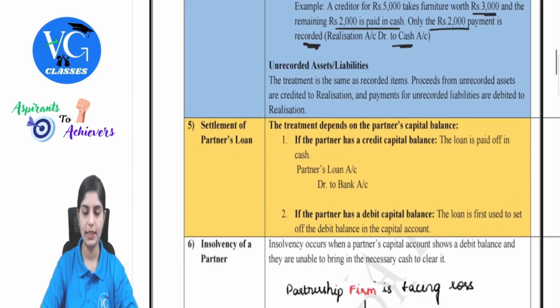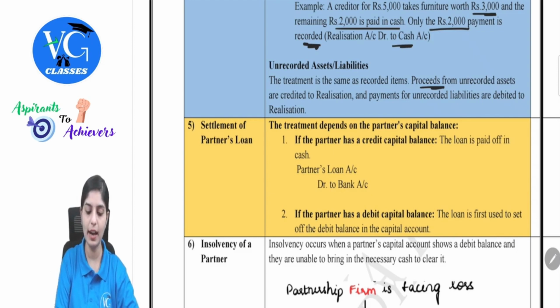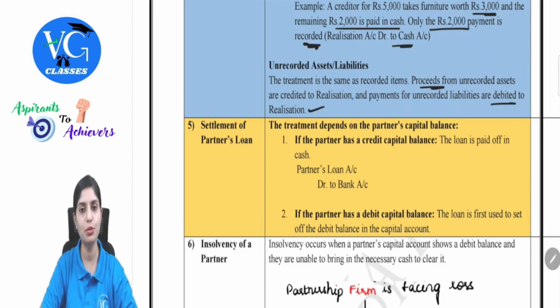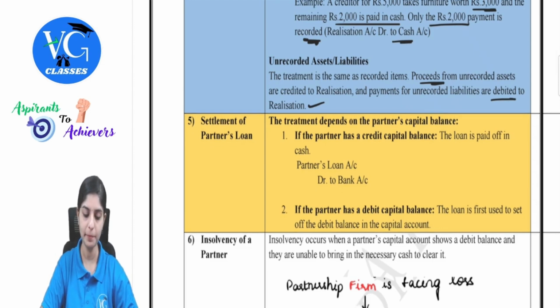So therefore, realization account debit to cash or bank. Unrecorded assets or liabilities. As I mentioned earlier, there will be no problem with respect to whether it was recorded earlier. We are only concerned about whether there is sale or payment of unrecorded assets and liabilities. The treatment is the same as recorded items. Proceeds from sale of unrecorded assets are credited to realization and payments for unrecorded liabilities are debited to realization. The question can sometimes confuse you with respect to unrecorded items. In dissolution, this doesn't matter. Be alert with this point, guys.